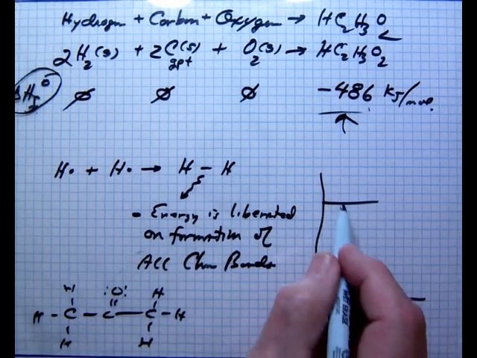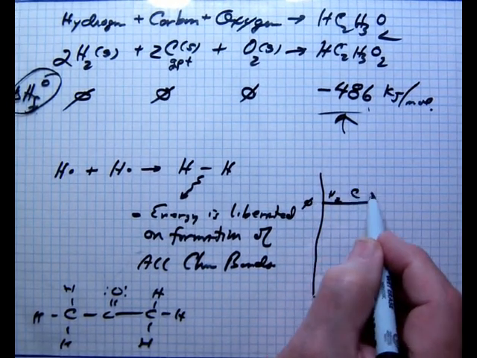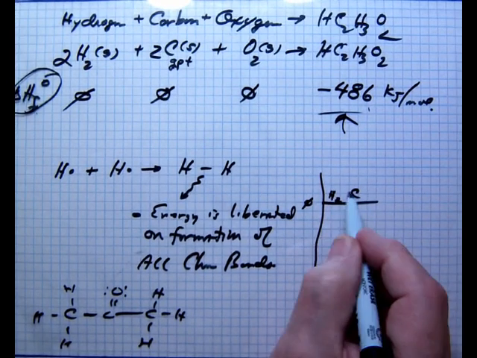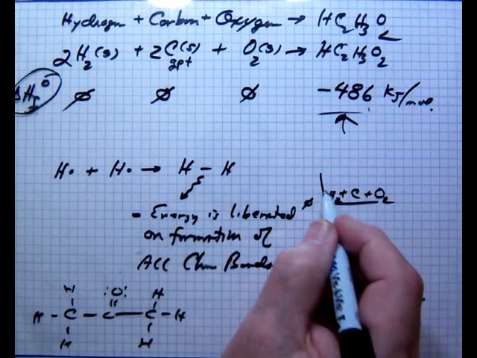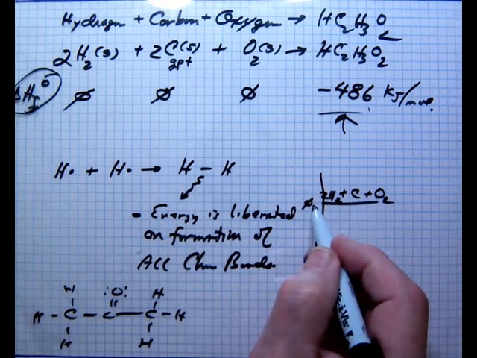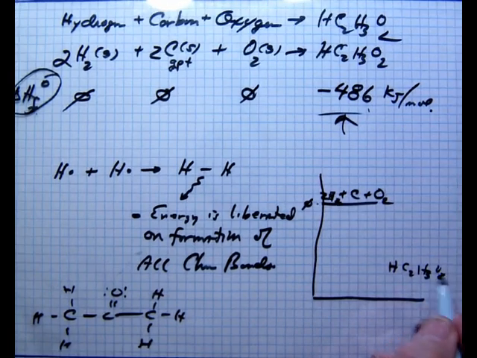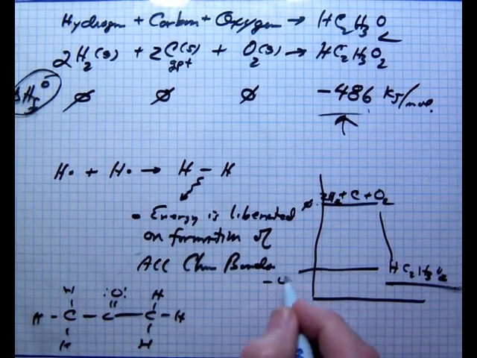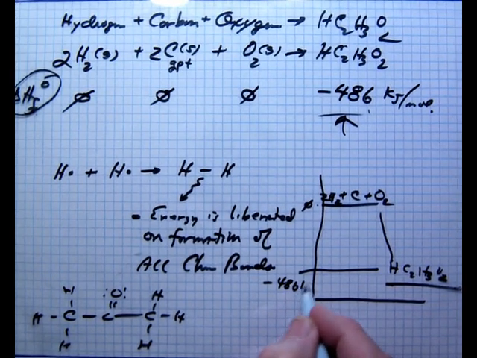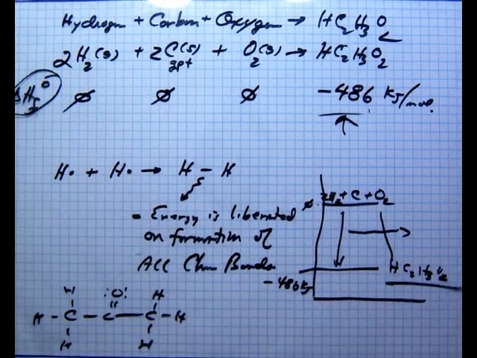Here are your H2 at 0, carbon at 0, and oxygen at 0, your 2 hydrogens right there. All those are at 0. But here, HC2H3O2 is down here somewhere at minus 486 kilojoules, energy liberated. Now, that's kind of straightforward.